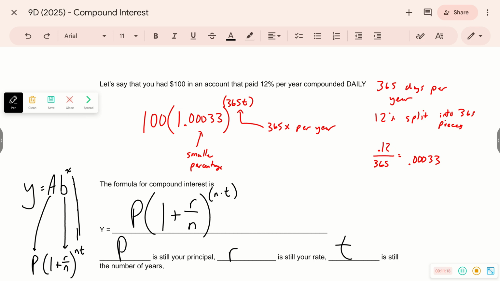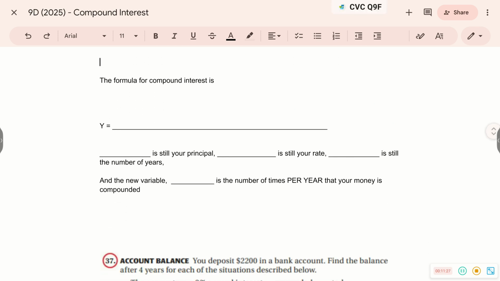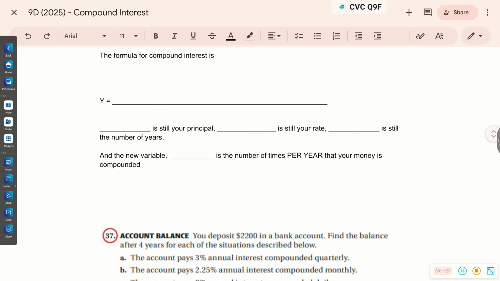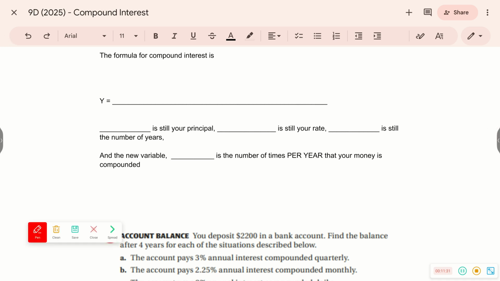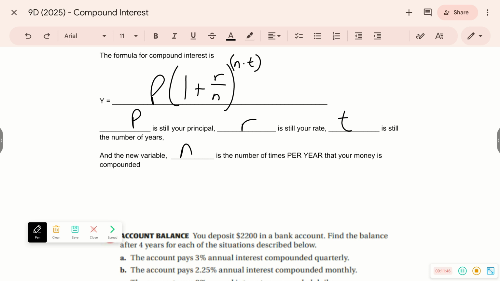I need to erase this so I can scroll down. So pause the video right now if you need to still copy this down. So P is our principal, R is our rate, T is still our number of years. The new variable N is the number of times per year that the money is compounded.